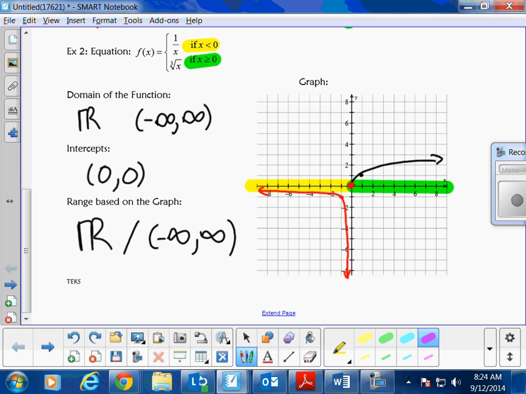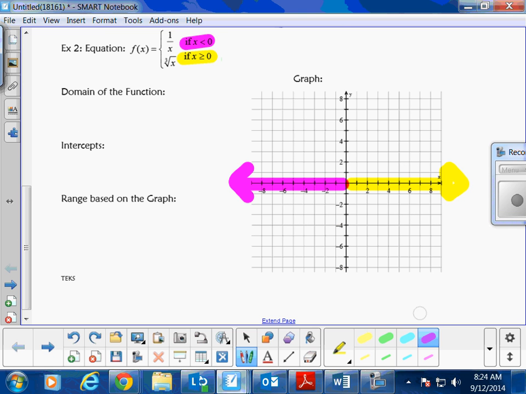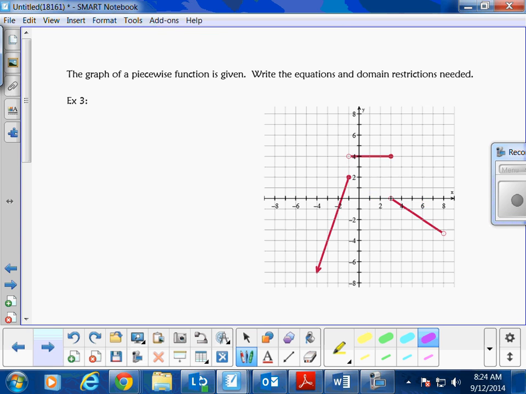Okay, lovely. Let's go ahead and move on to the next question and do that one for you as well. So go ahead and bring up the other one because I want a blank one. Now this one is interesting because it's going to ask us to write the domain restrictions and also the equations for each one. So it's going to require us to do two things.